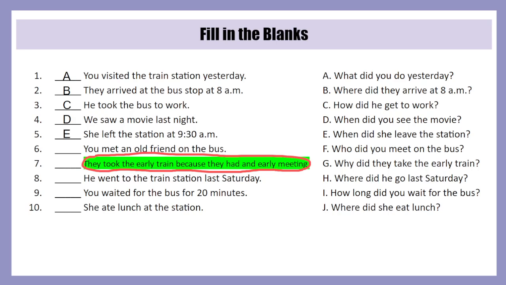Number 5, when did she leave the station? She left the station at 9:30 a.m. Number 6, who did you meet on the bus? You met an old friend on the bus. Why did they take the early train? They took the early train because they had an early meeting. Where did he go last Saturday? He went to the train station last Saturday. How long did you wait for the bus? I waited for the bus for 20 minutes. Where did she eat lunch? She ate lunch at the station.